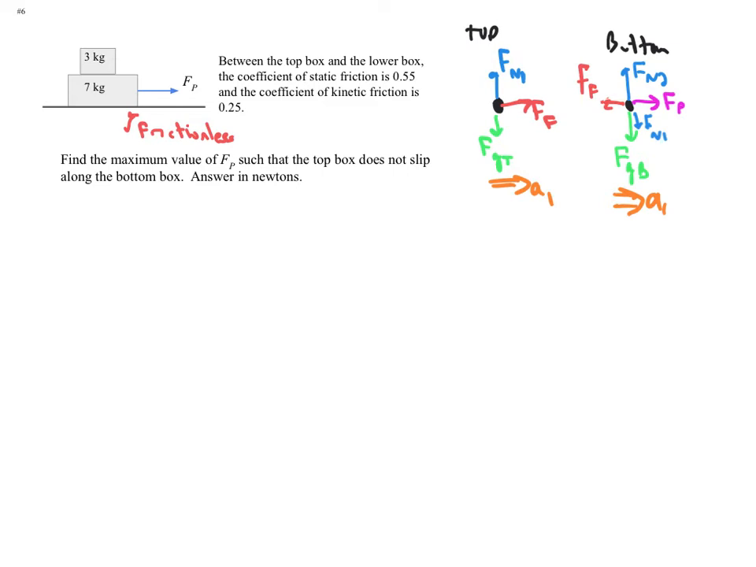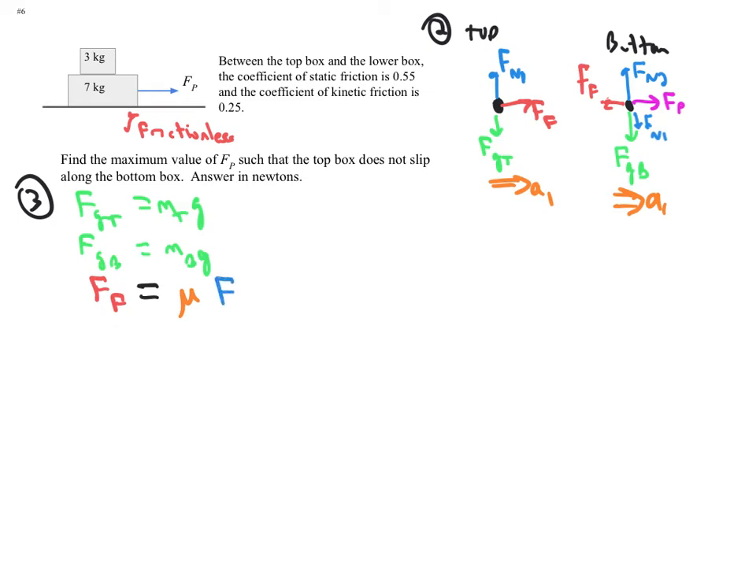So that is our step 2 in our recipe. Step 3 in the recipe, constitutive equations. So the gravitational force on the top is its mass times g. The gravitational force on the bottom is its mass times g. But also, the frictional force is going to be some mu times a normal force. But now we want to figure out which of those would be.